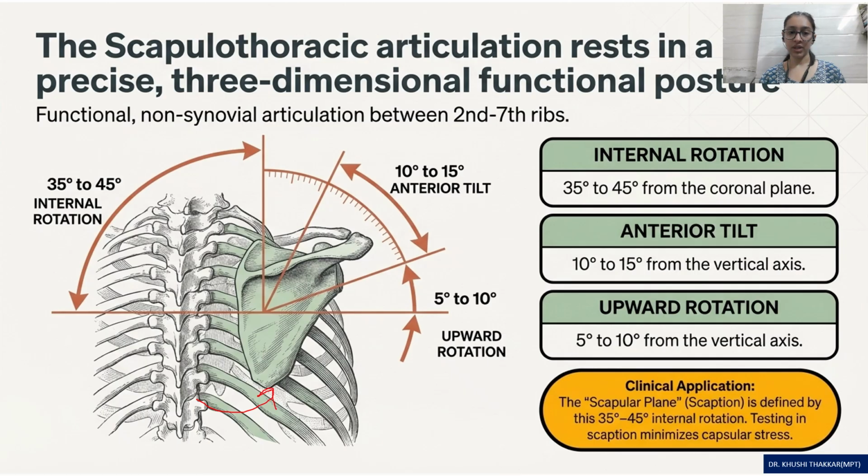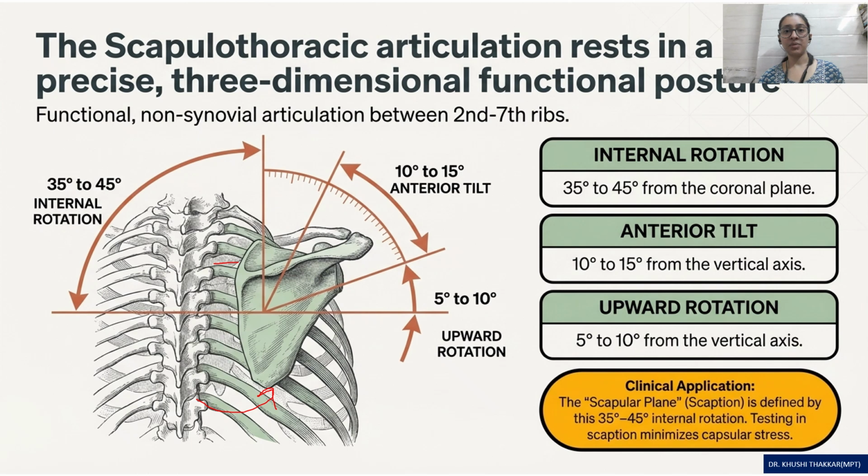This is upwardly rotated because this distance is less as compared to this distance. So now the resting position of the scapula is clear to us. Let's understand the scapular plane, that is, the position of the scapula in these dimensions is called the plane of scaption, and this is defined by 35 degrees to 45 degrees of internal rotation of the scapula.